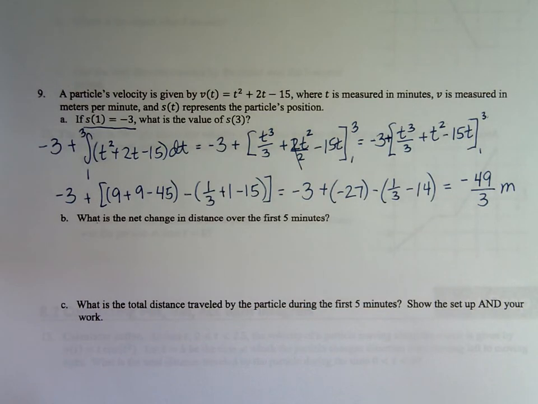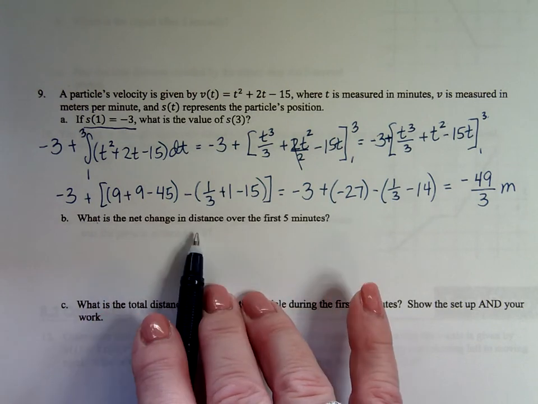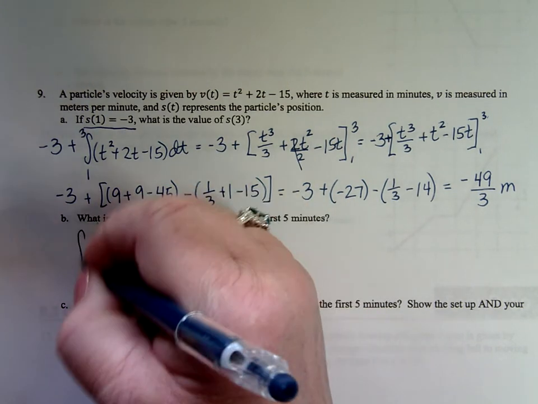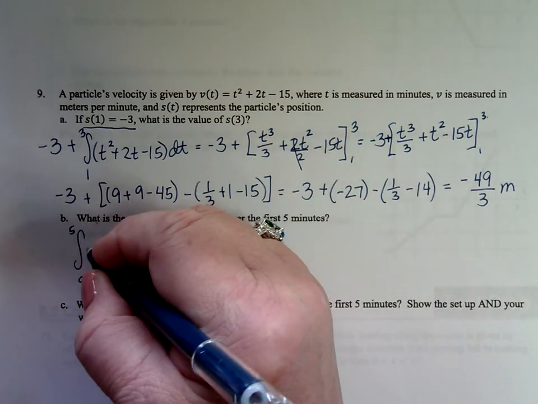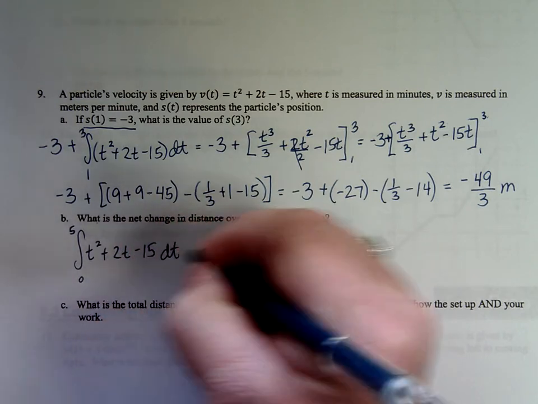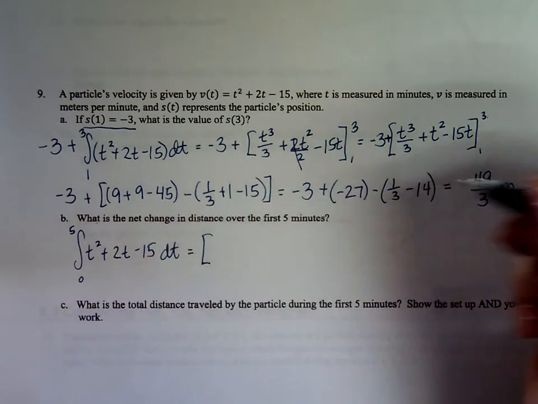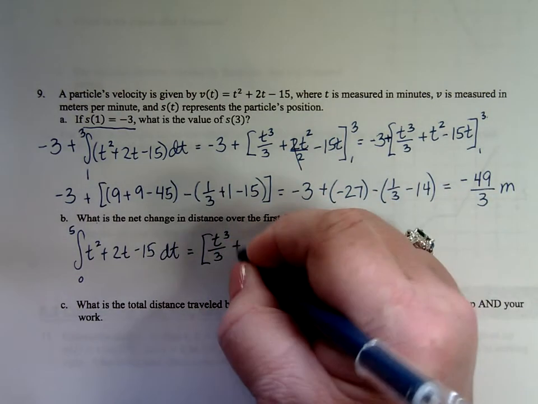Second one is net change. Net change means just the flat out integral. And remember, the integral is like displacement, it's like your net change. So we're taking the integral. What's the net change over the first 5 minutes? So I'm going to set up my integral from 0 to 5. I've got the same function, t squared plus 2t minus 15. It has the same antiderivative of t cubed over 3 plus t squared minus 15t.